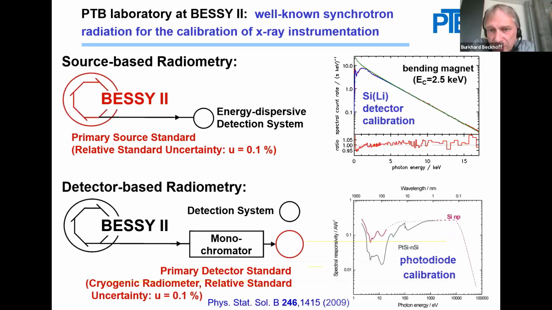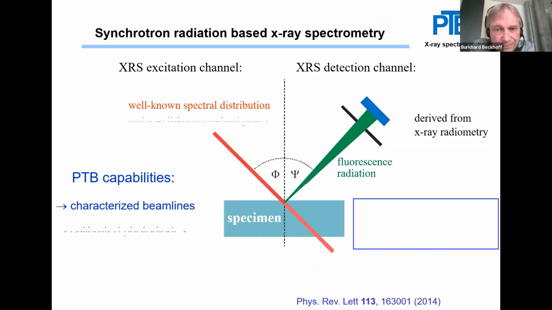And here are the examples, for example, a SiLi or SDD detector, where we can reveal directly the efficiency, and then we get the spectral responsivity of the photodiodes that we use to determine the incident flux or excitation intensity in TXRF analysis.